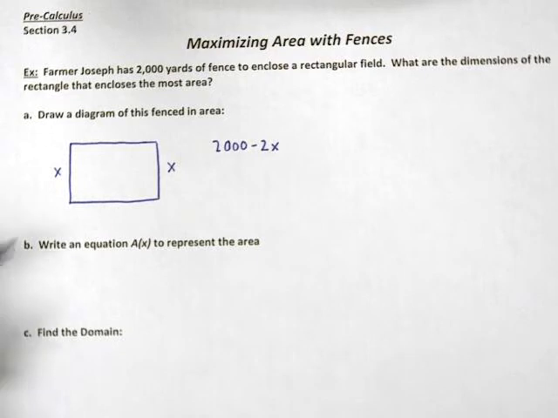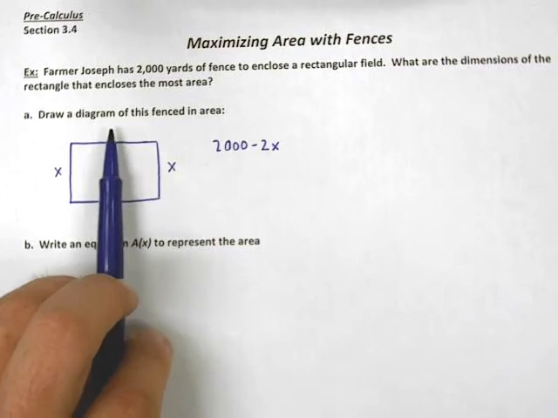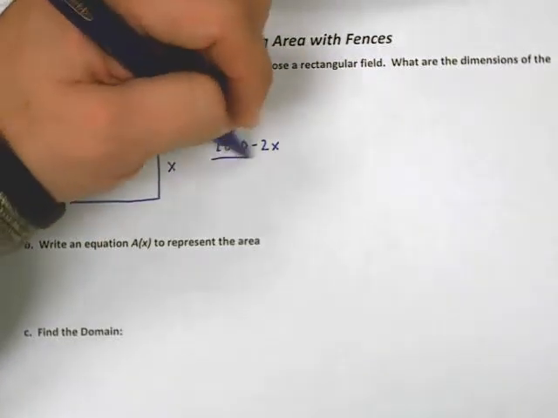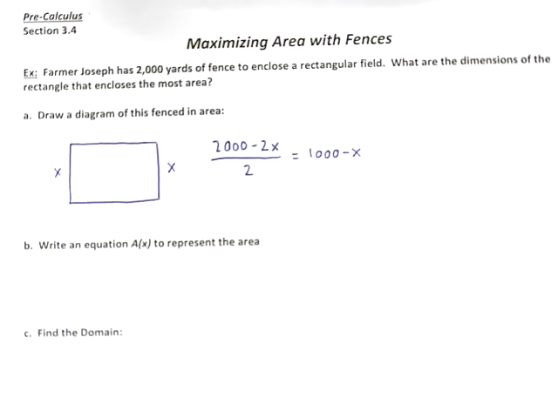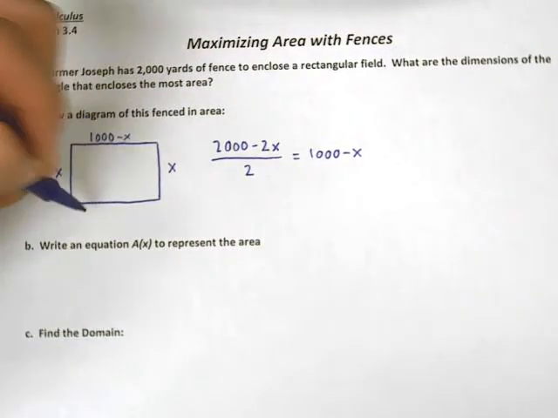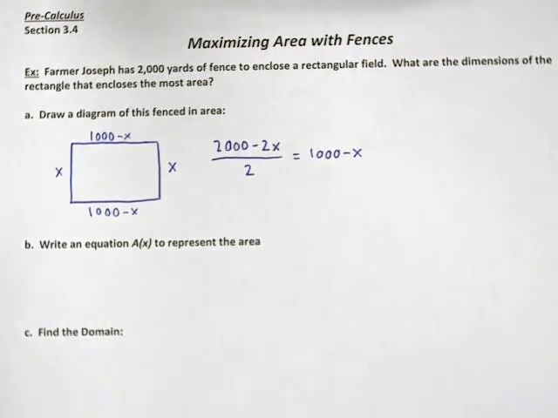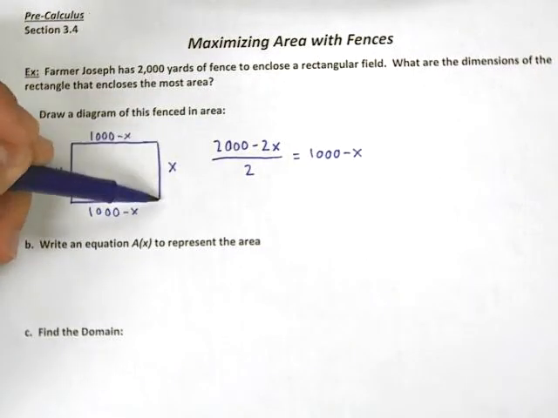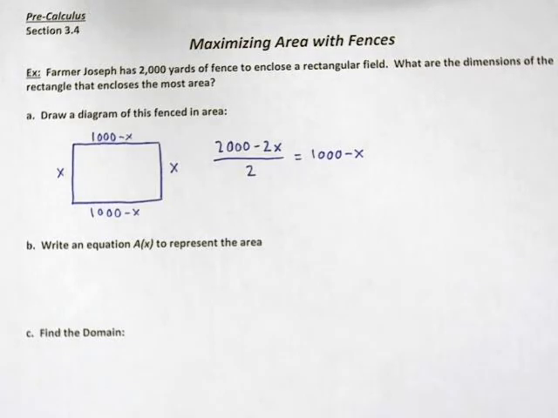Well, the last thing we have to do is recognize that we have two sides remaining, not just one. So we actually have to divide this by 2, which is 1,000 minus x, because now we know that each of the top and the bottom have to be 1,000 minus x. And if you do a quick check here, what's x plus 1,000 minus x plus another 1,000 minus x? Well, it's 2,000. Alright, so we have a rectangle. We know some things about the dimensions.